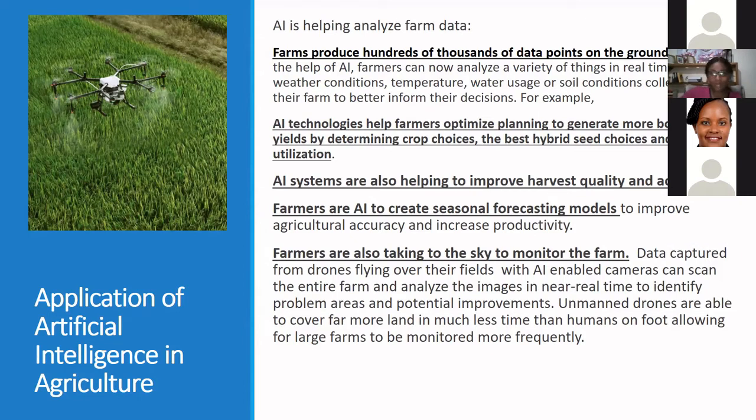And you can even see one of the examples I've put. With artificial intelligence, farmers are able to predict and even prevent pests, whether it's locust or even weed. They're able to use artificial intelligence to actually predict and actually prevent it.